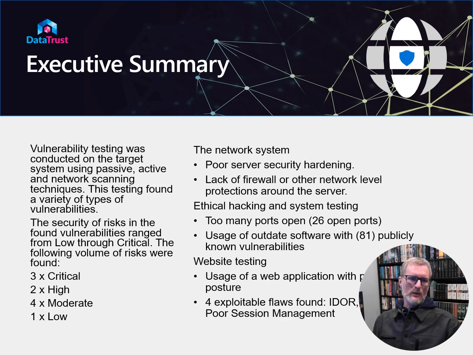We found that in the network system, there was poor server security hardening and a lack of firewall or any other network filtering controls surrounding the server. The ethical hacking identified that we had far too many ports open on the noted server, and we were using far too much outdated software with known vulnerabilities. Finally, we did penetration testing of the web application that was found to be on the server. This had a number of exploitable flaws, including critical findings that exposed a backdoor vulnerability to the system. There were a total of 3 critical, 2 high, 4 moderate, and 4 low findings. This covers the whole spectrum of risk.